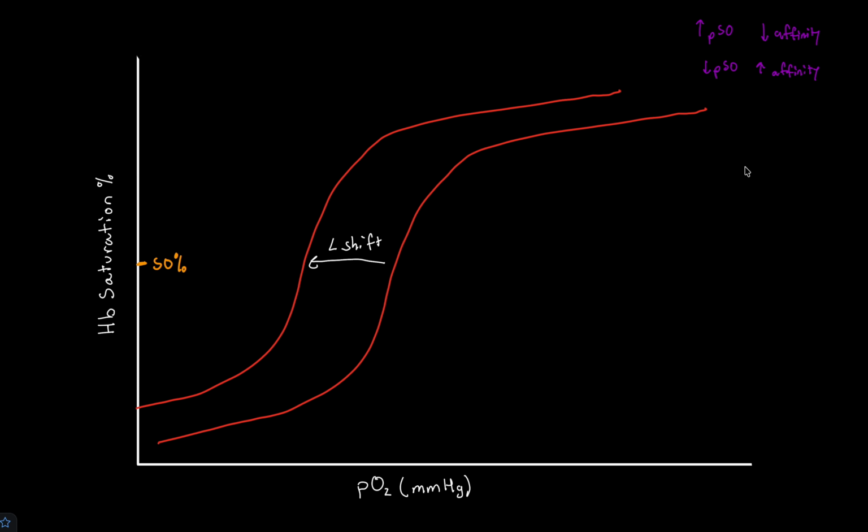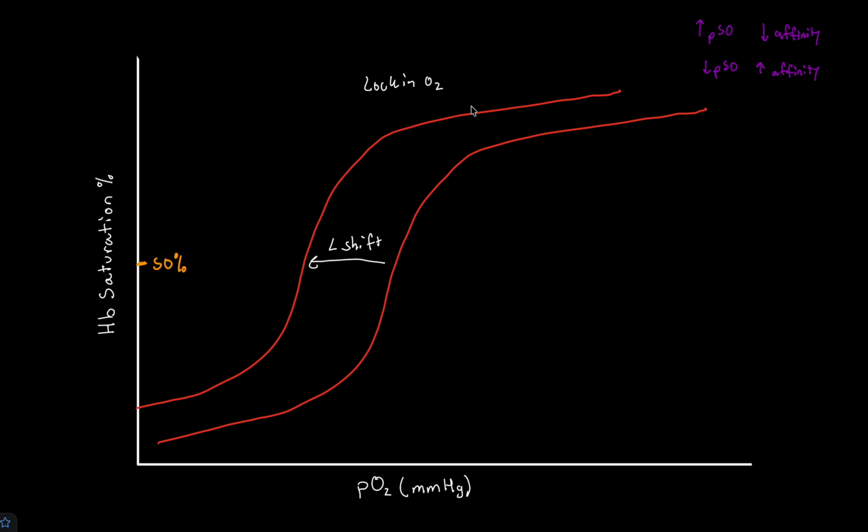And if you said that our P50 is going to decrease, affinity for oxygen is going to increase, then you are correct. So when we have this left shift, we basically lock in oxygen. So we're increasing our affinity for oxygen, so we're binding to oxygen more tightly, and we're able to hold oxygen. So when we're in our left shift, what are some things that can cause this?